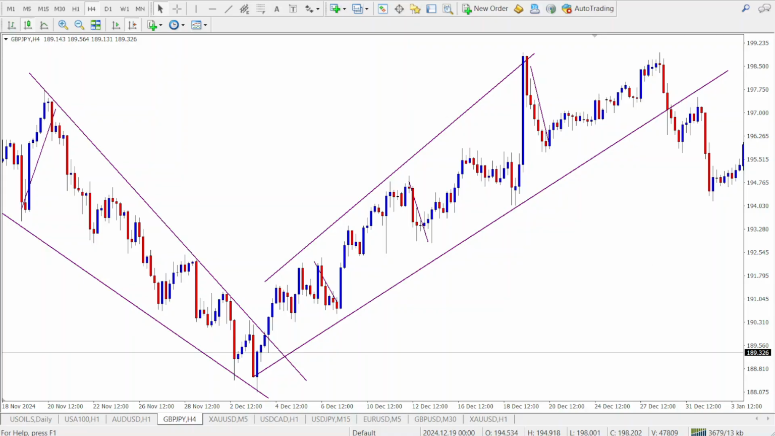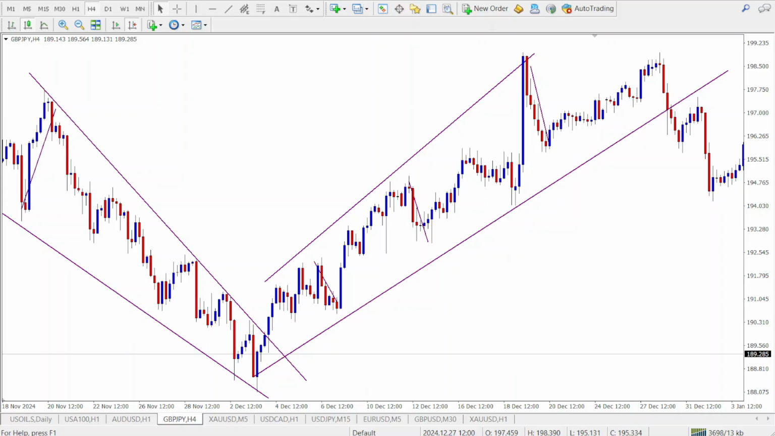Important technical levels. Now, many traders mistake pullbacks for reversals and panic when price moves against them. But pullbacks create the best entry opportunities if you know how to trade them correctly. Now that we know what a pullback is, let's talk about where to enter trades.